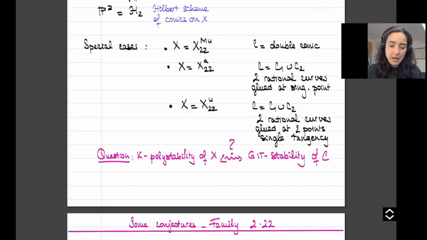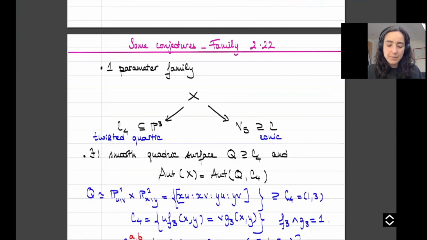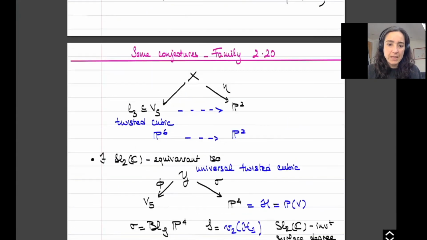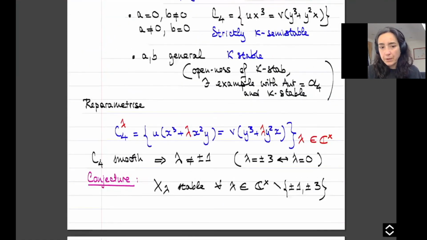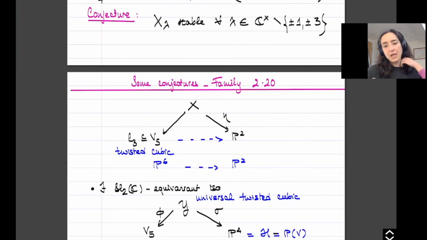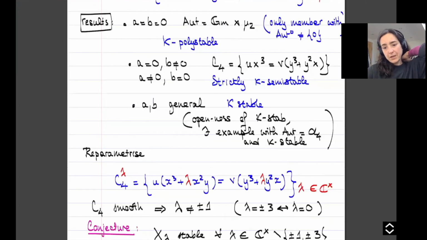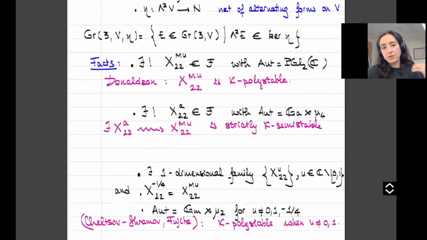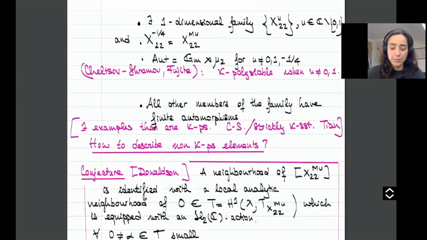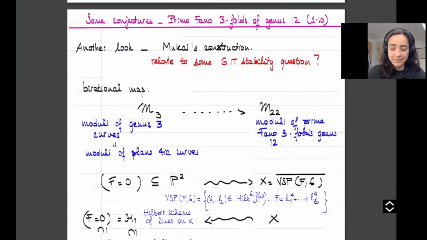Maybe I'll stop here. I'll just say that there are some other conjectures for the other families, which are in the preprint, and in most cases try and relate K-polystability of the family to some GIT stability of a related object according to the Mori-Mukai description. So I'll stop here.